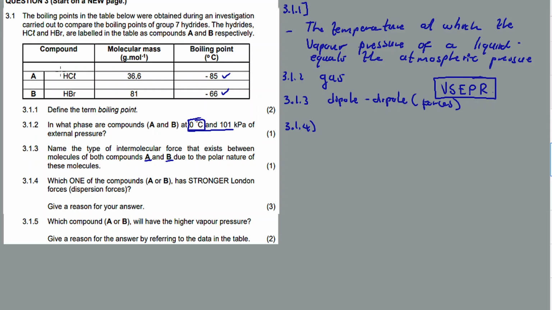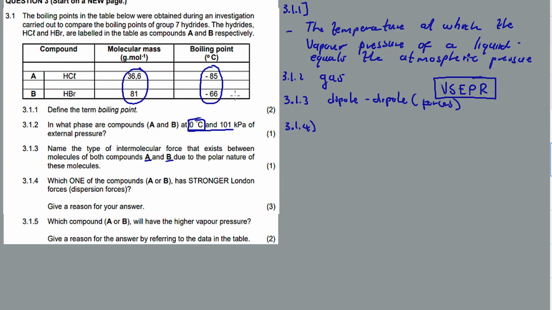So these belong in the same group, meaning that their forces will be similar in a way, right? So which one of the compounds A or B has stronger London forces? Both have London forces, but which will have much higher London forces? Okay, we can look at the boiling points. We can also look at the molar masses of these compounds and draw some conclusion from the little information there.